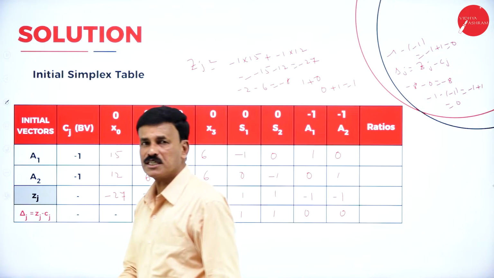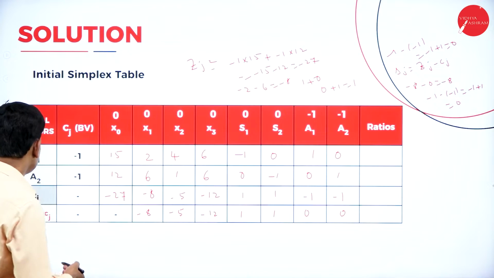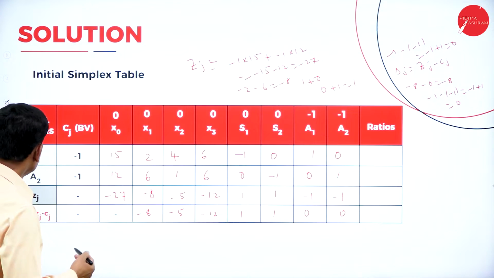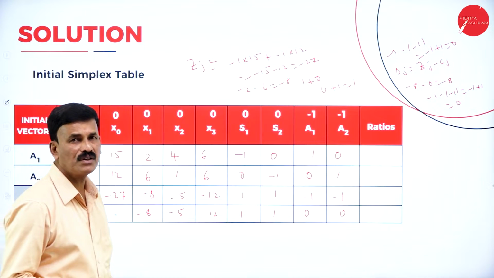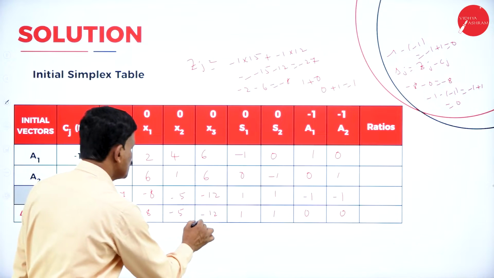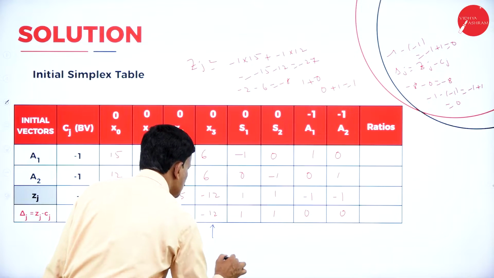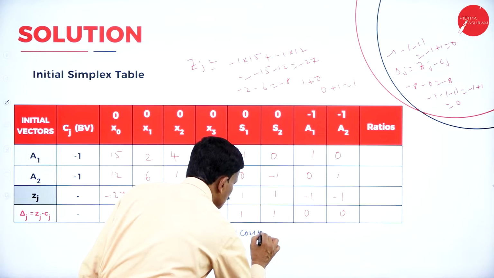Now what is the procedure? Just identify the least negative in this delta j. Here the least negative value is -12. -12 is the least negative. Therefore this is the incoming variable.